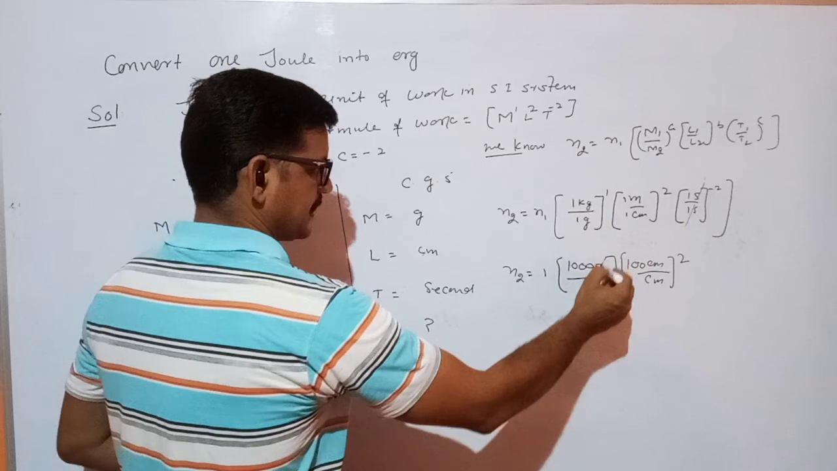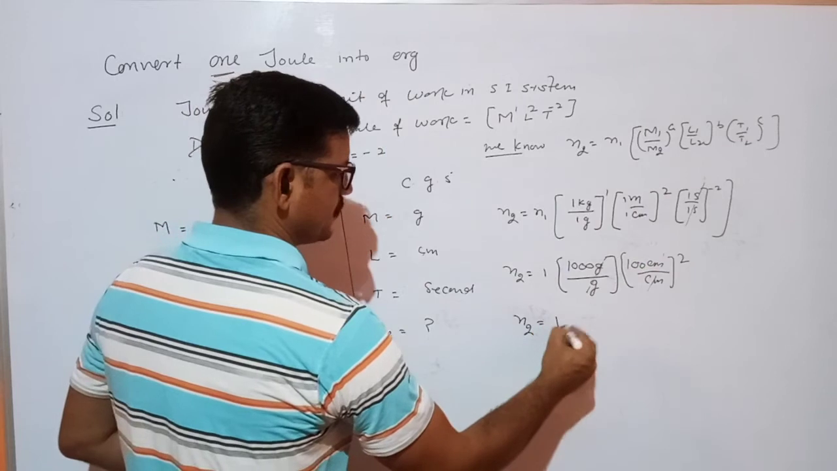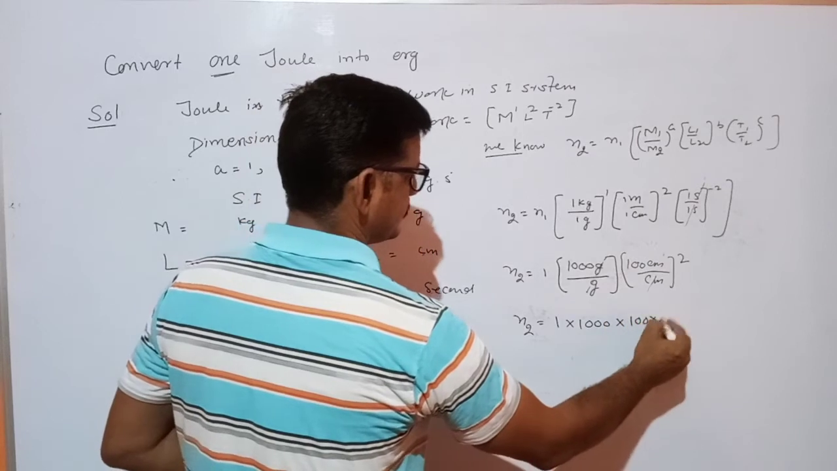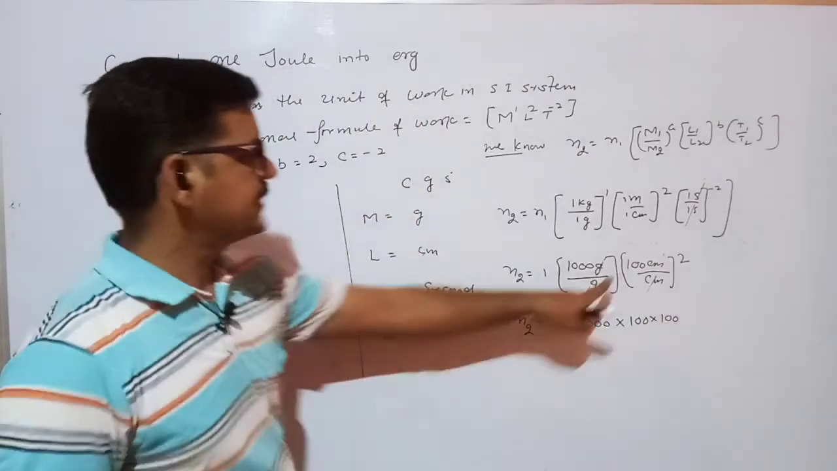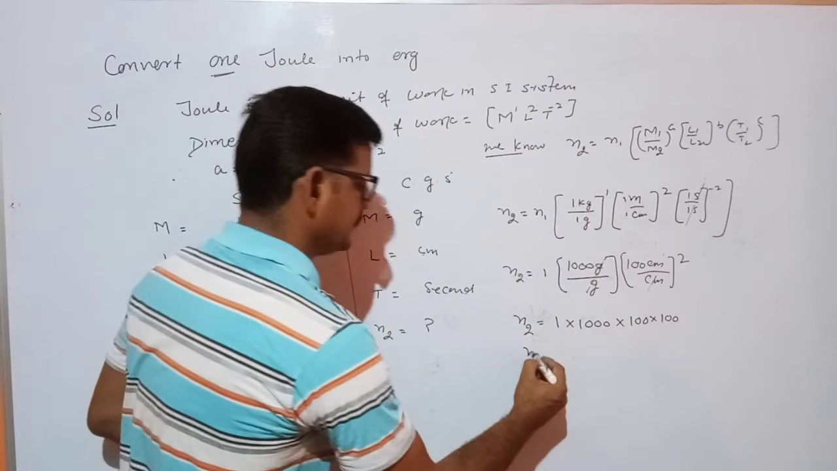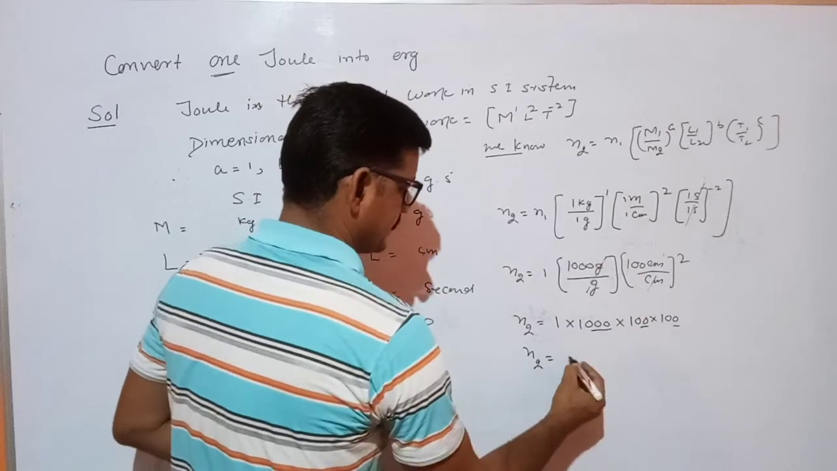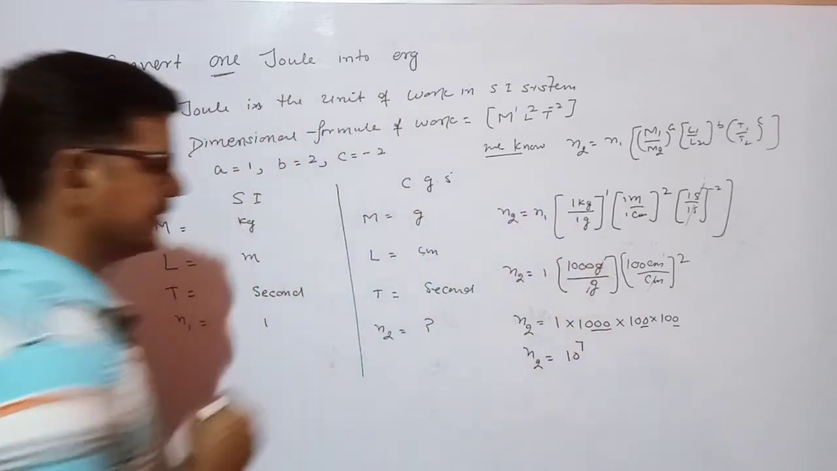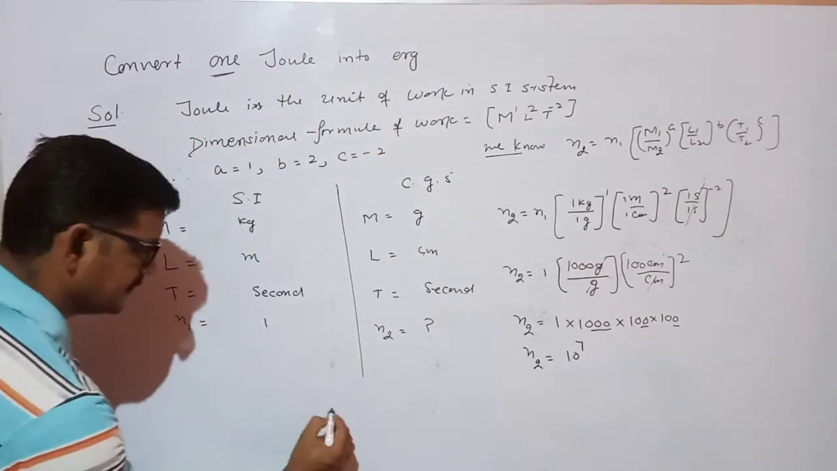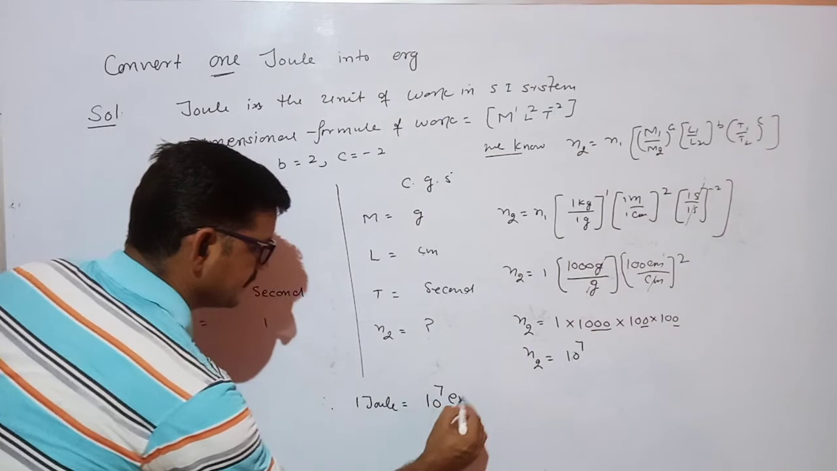So now you can see gram cancelled out gram, centimeter cancelled out centimeter, and N2 is equal to 1 into 1000 into 100 into 100. 100 into 100 is 100 power 2. So N2 is equal to 1 followed by 3 zeros, then 2 and 2 more, that is 7 zeros. So 10 raised to power 7. It means 1 joule is equal to 10 raised to power 7 erg.